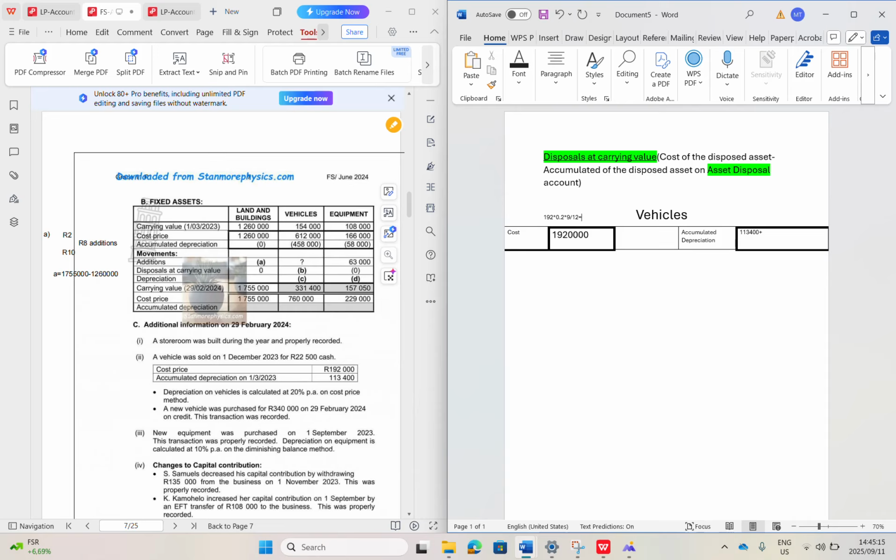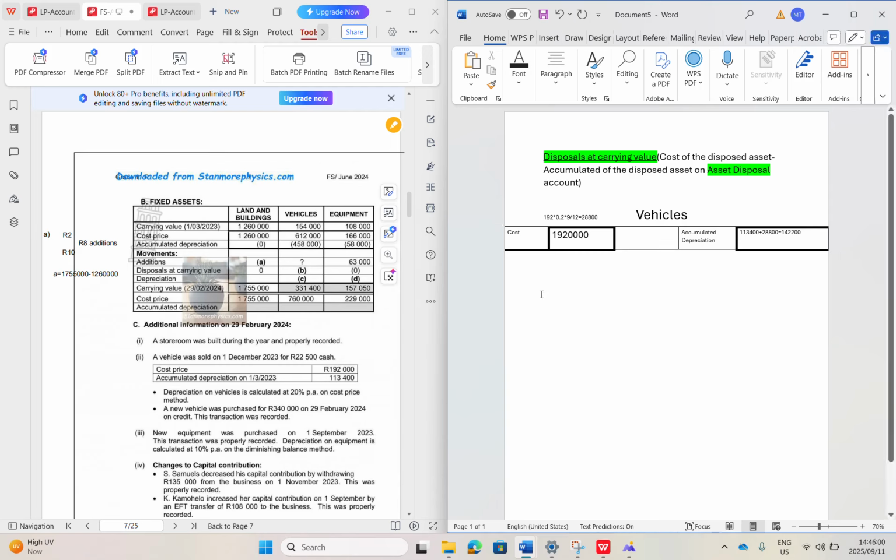Let's do it together on my calculator. You get 28,800. This is your depreciation from the 1st of March to the 30th of November. Then you add it here, 28,800. Now you have the depreciation up to the date of sale. If you add them, you get 142,200. Then you have the total depreciation up to the date of sale.